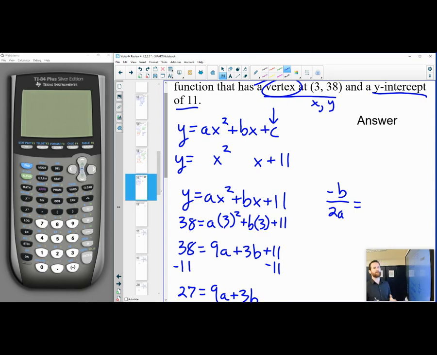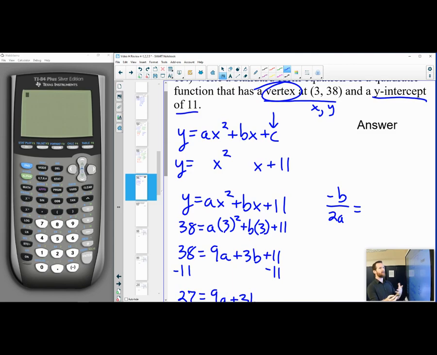Now, one common mistake students make is they try to plug in b or a, but we don't know b or a right now. That's the whole point. We're trying to find b and a. So there's nothing we can plug in right here. But we know what negative b over 2a will equal, because negative b over 2a is the x-coordinate of the vertex. It's the x of the vertex. And we know that. The vertex is (3, 38), so negative b over 2a is going to equal 3.